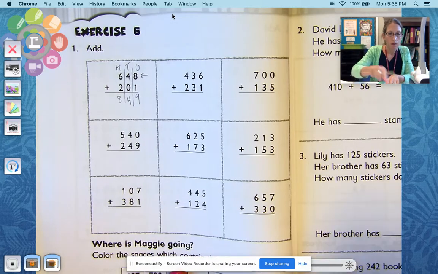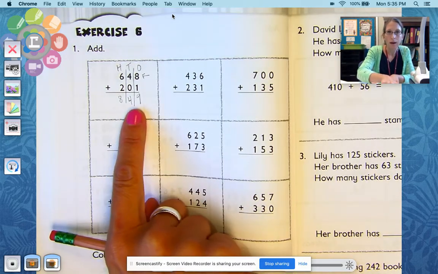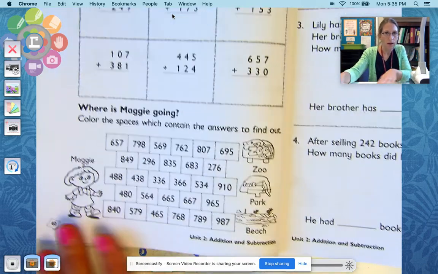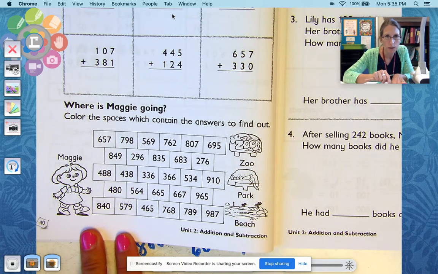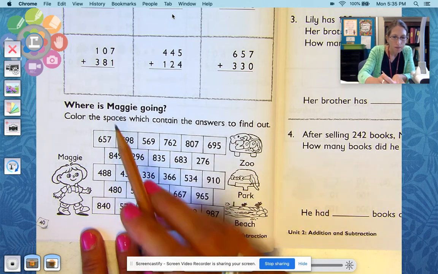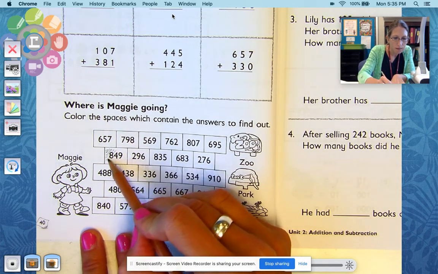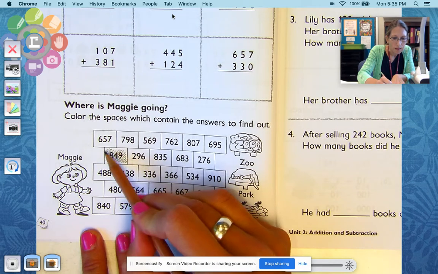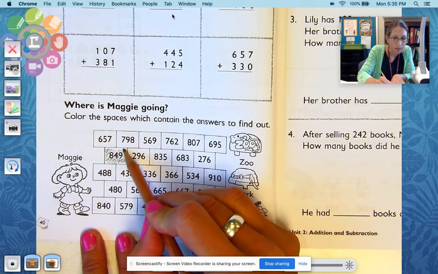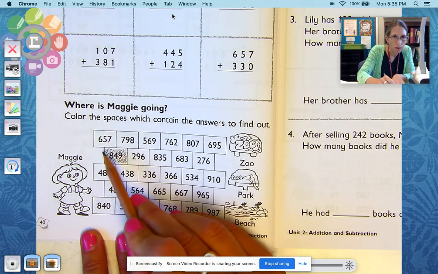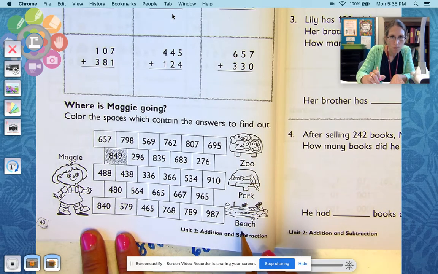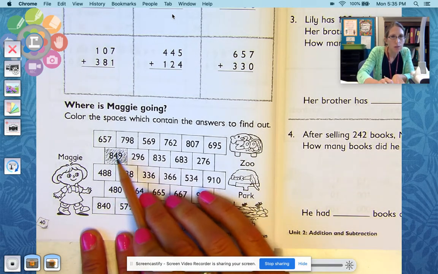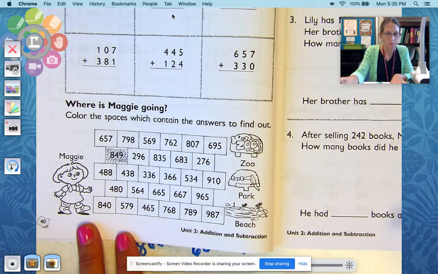So if our answer to this one is 849, I'm going to look down here and hopefully I find 849 somewhere. Do you see 849? Oh, there it is. I see it. So then we're going to color in this space. And that means that is part of the path that Maggie is going somewhere. So I think we're going to color in some answers to see, is she going to the zoo, the park, or the beach? So if you don't see your answer down here, it probably means we made a little mistake.